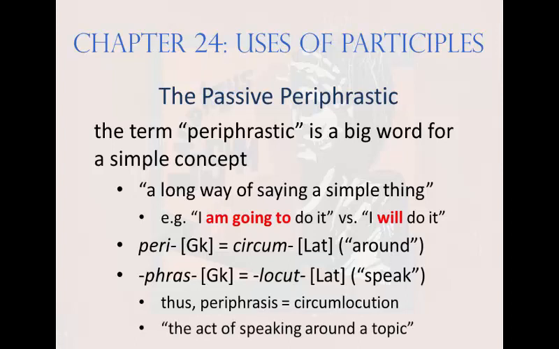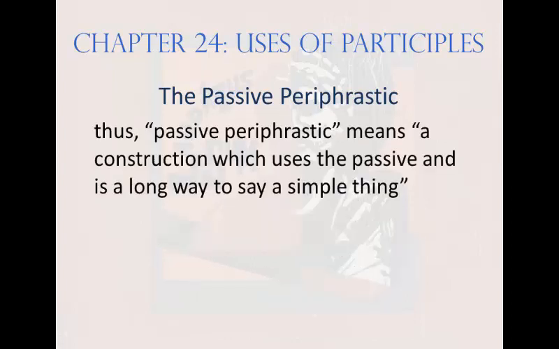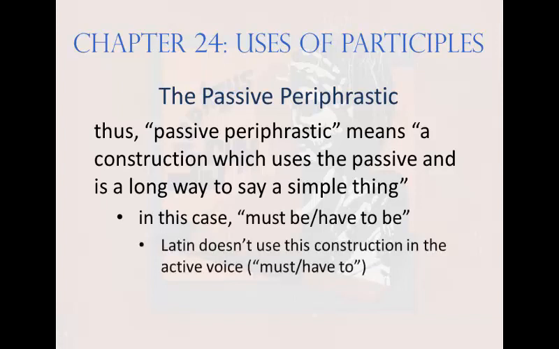The act of speaking around a topic, that is, not addressing a subject directly, usually for some underhanded reason. But with the passive periphrastic, there's nothing underhanded at hand. Just a construction that takes more words than necessary to say a simple thing, and uses the passive. In this case, with the meaning must be or have to be. The upshot is that Latin can't say must or have to, the active forms, at least not using this construction.